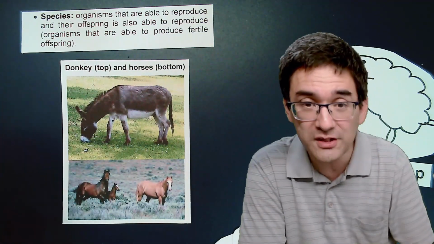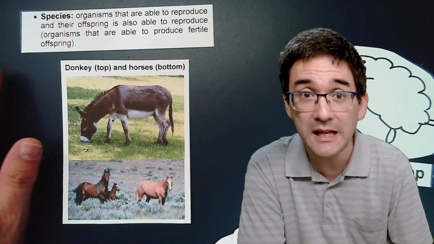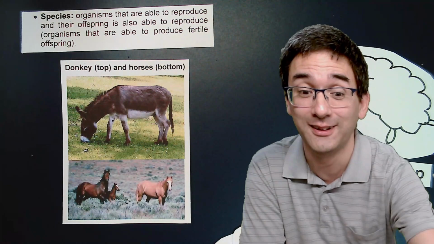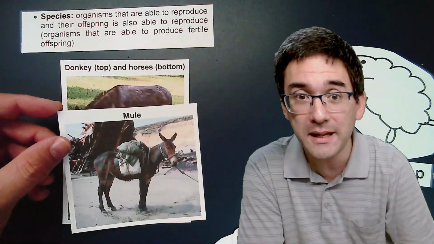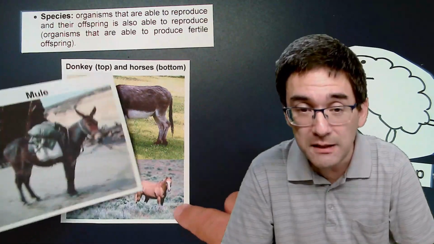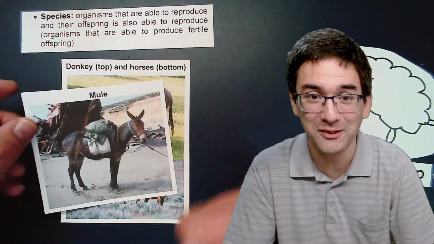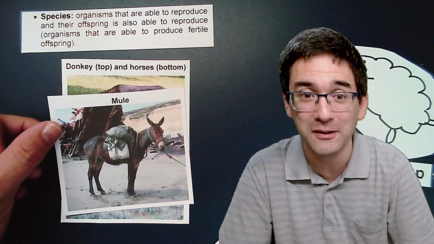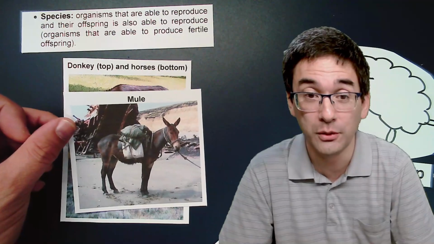Are donkeys and horses able to have babies together? That's the question, right? Are they able to produce offspring? And you know what? Sure they are. That's a mule. Okay. If you have a male donkey and a female horse, you're going to get a mule. So yeah, they're able to produce offspring. They're able to produce like children, babies, yeah, and we call them a mule.